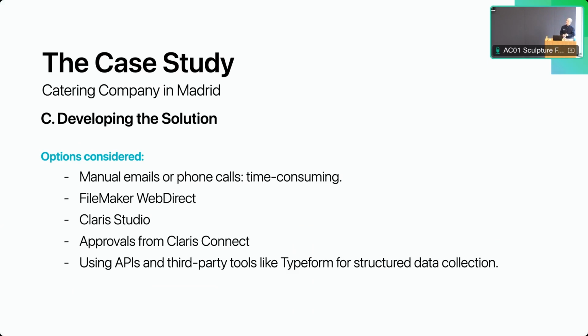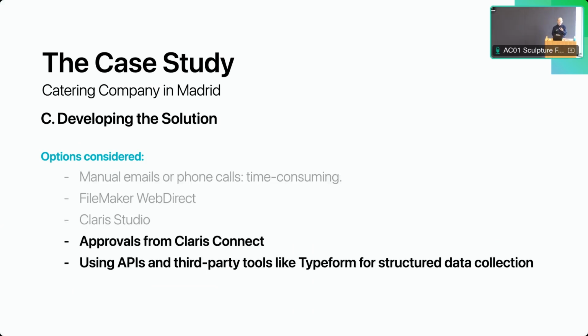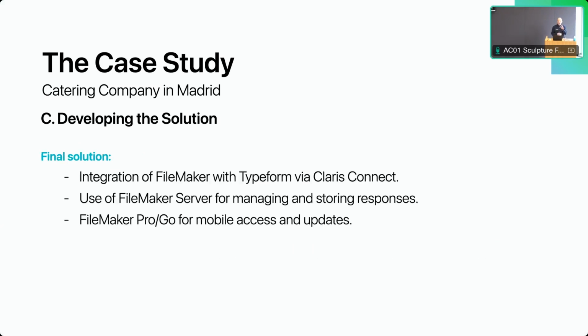Approvals from Claris Connect. We can try it. And using APIs and third-party tools like Typeform. Yes, we will try this as well. So I finally decided to test the last two options: Claris Connect approvals and the Typeform API. And out of these two options, I finally went with the second one, using Typeform with Claris Connect. Later, I'll explain why I decided not to use Claris Connect approvals.